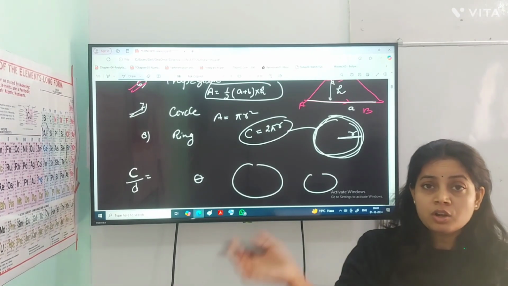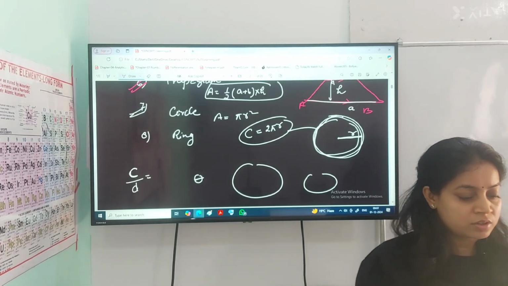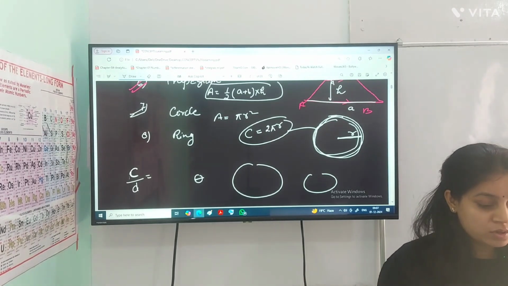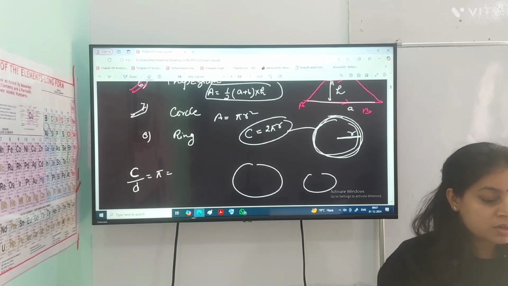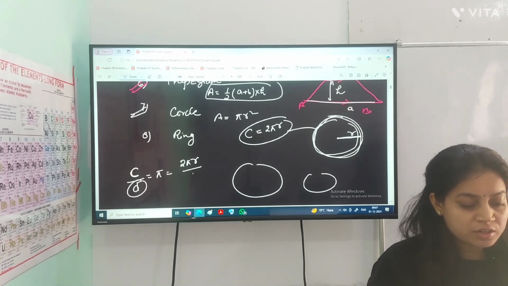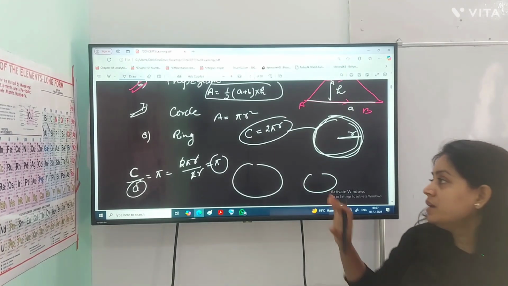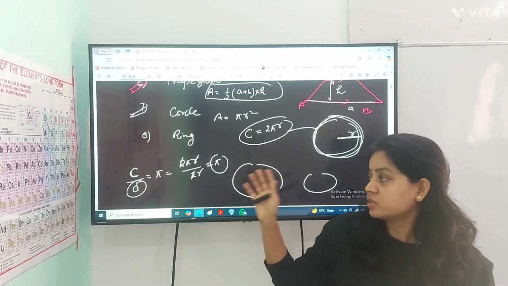That fixed value is known as pi, and pi is an irrational number. It is neither a terminating nor a repeating decimal. We take its value as 22 by 7 or 3.14, but the actual value is pi. You can simply see this just by looking at this. The circumference of a circle is 2 pi r, and the diameter is definitely 2r. So if you divide it, you will get pi.